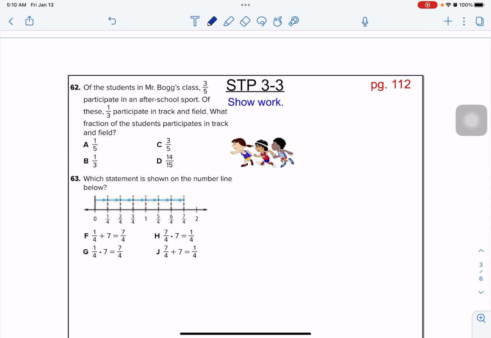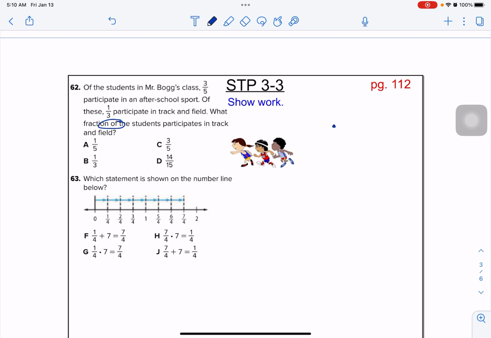So number 62 says, of the students in Mr. Boggs' class, 3/5 participate in an after-school sport. Of these, 1/3 participate in track and field. What fraction of the students participate in track and field? So it's looking at what fraction of. When we are finding a fraction of something, we multiply.